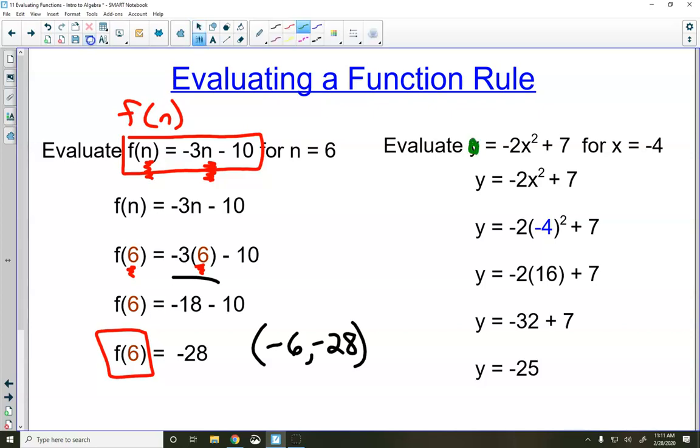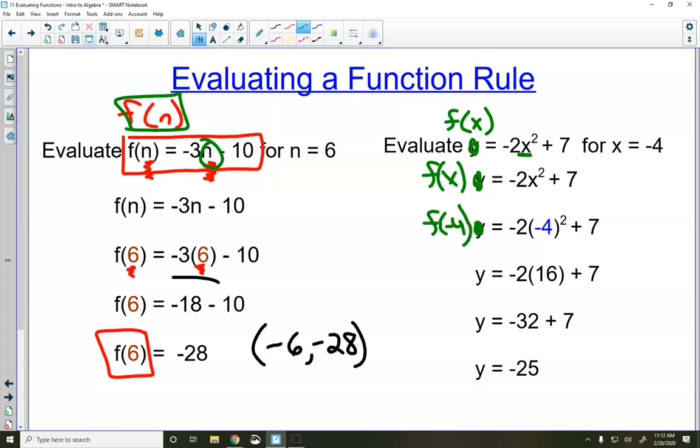I could change all these y's to be f of x. Notice it's the function of x now. Because n was over here, it was f of n. But now we're back to using x in the problem, so it's f of x. So this can be f of x is equal to negative 2x squared plus 7. Now, when we substitute in negative 4, it would be f of negative 4.